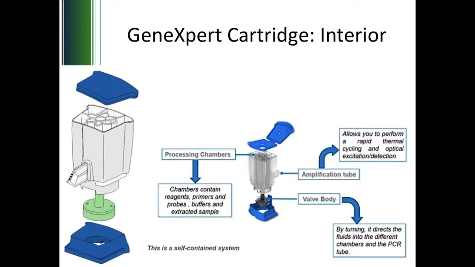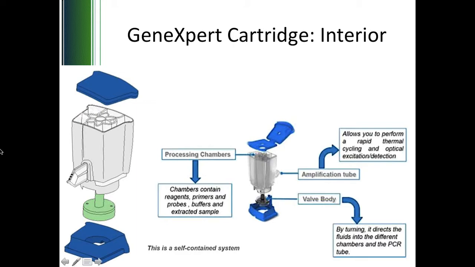Now let's see what the cartridge is made up of. So on the left hand side panel, I have dissected and opened up the entire cartridge, and as we can see here, the cartridge mainly consists of 5 different components: the lid, the processing chamber, the valve body, the rotating valve body, and the foot body, 4 things. And this fifth projection outside is a transparent glass projection which serves as the amplification tube. So there are 5 major components of the GeneXpert cartridge.